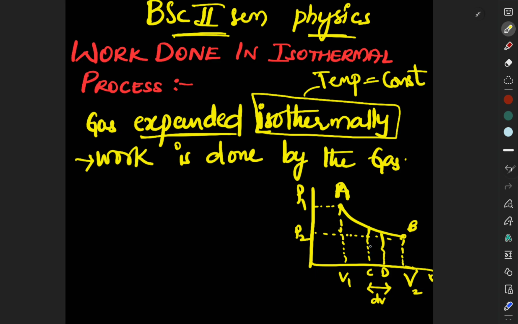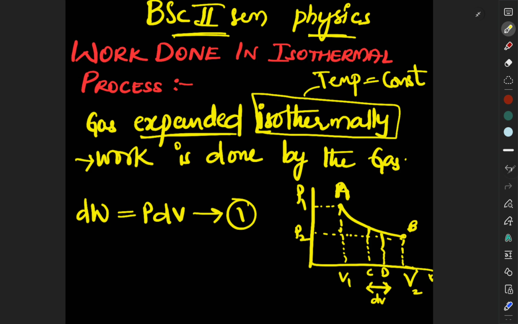Now as I have said, we assume that pressure remains constant at this point for a small increase from C to D. So the work done by the gas during this expansion is equal to PdV. We have seen how we got this work done magnitude in the last video. dW is equal to PdV. Let this be equation number 1.